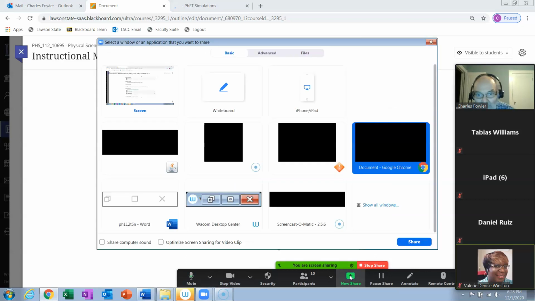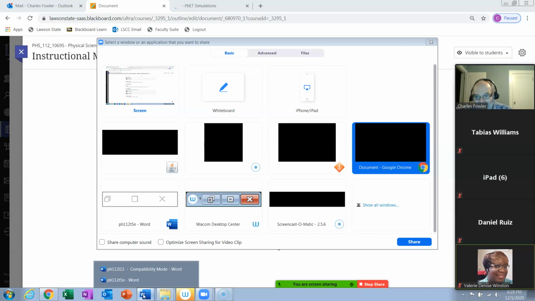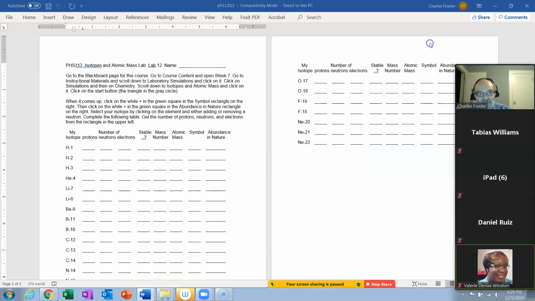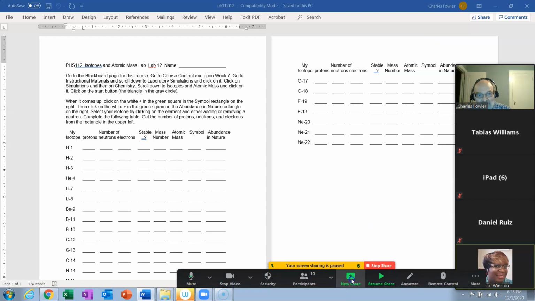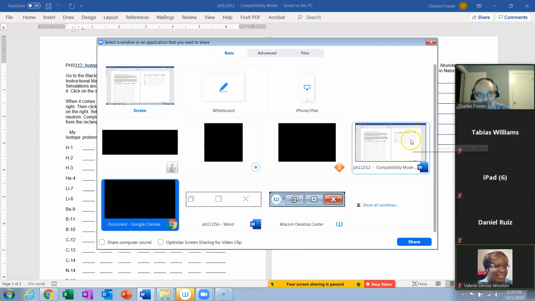New share, and remember I said there was my document. There it is. No, that's the test. So I'm going to have to go back in here. Lab 12. Okay. Close this. Go back to share. And there's Lab 12. Okay.